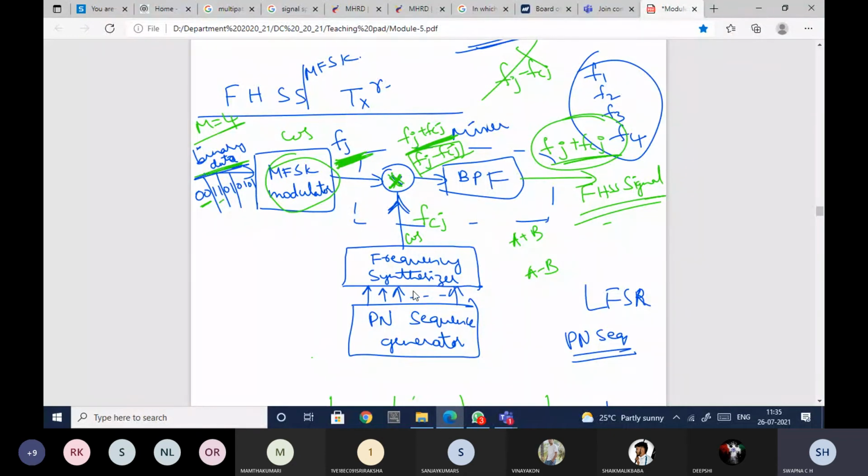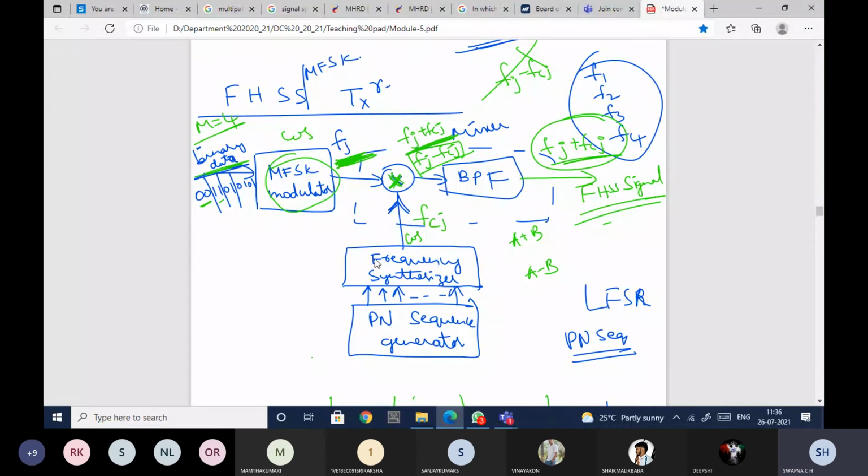So what I'm doing, I need a PN sequence to spread the spectrum. Here I'm generating the PN sequence that is given to the frequency synthesizer. The reason it is given to the frequency synthesizer is that we are getting different frequency signals, f1, f2, f3, f4, and those signals should be spread. To spread them, we are using this PN sequence. So the output of this PN sequence is given to the frequency synthesizer.